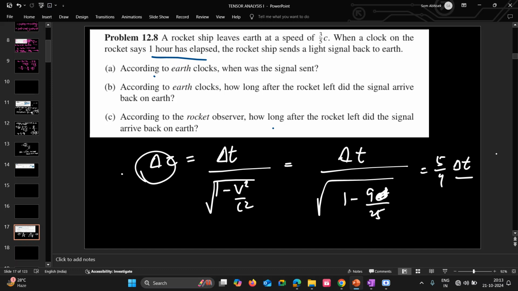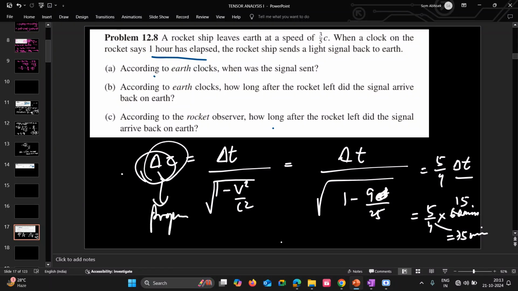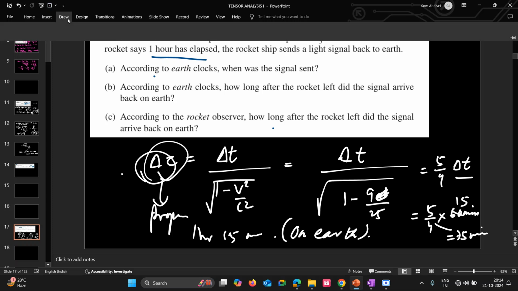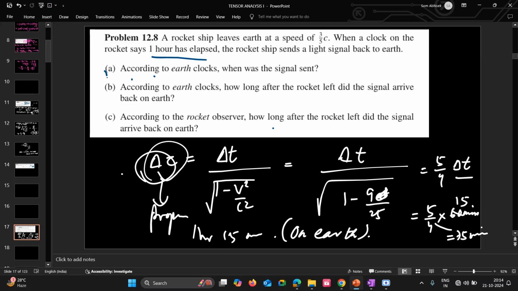Δt is 1 hour. So 5 by 4 into 1 hour, suppose 60 minutes, so this is 75 minutes. So the clock on Earth, that is the proper time, shows 75 minutes, that is 1 hour 15 minutes. Is that all right? On Earth. Yeah, very good question.